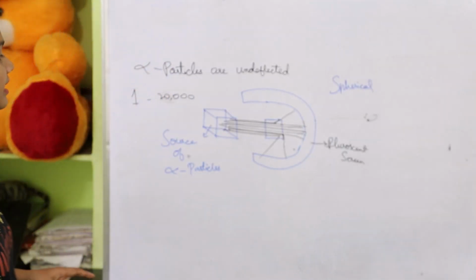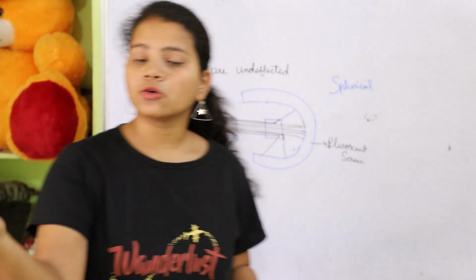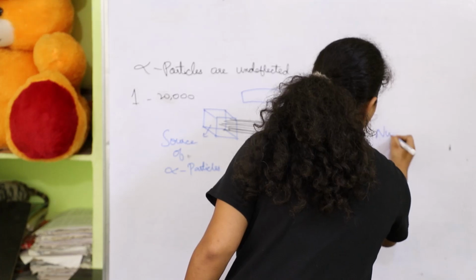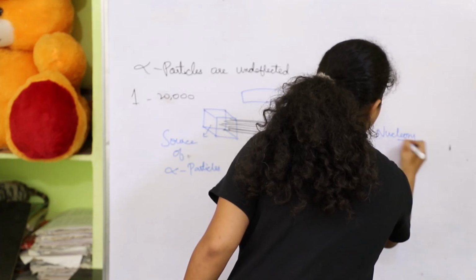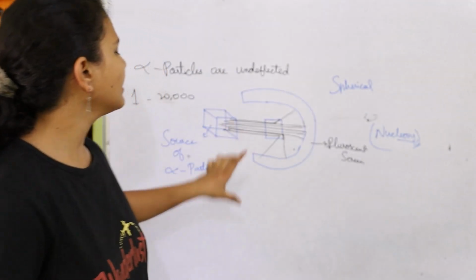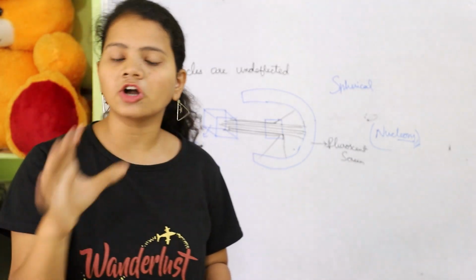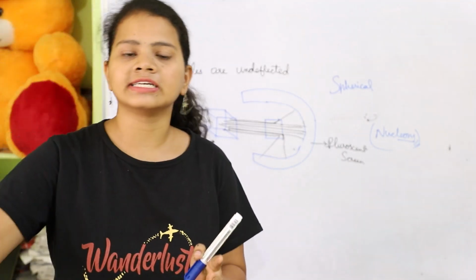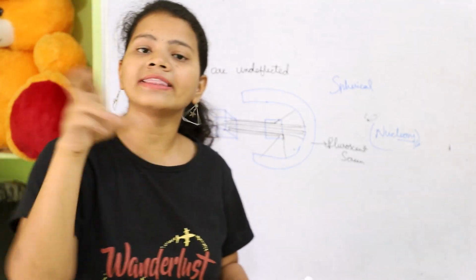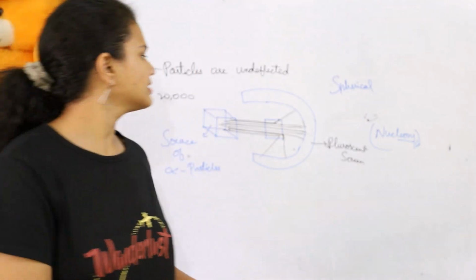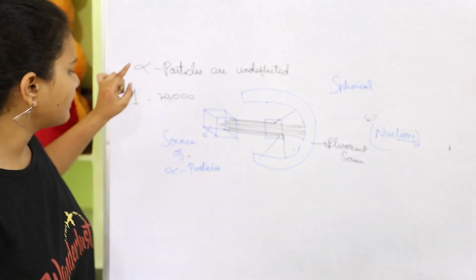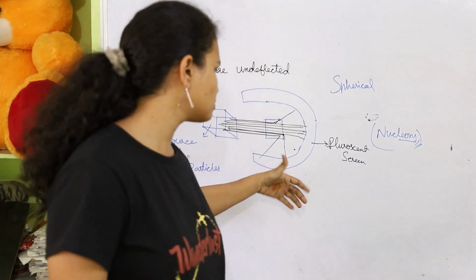And the next one: he called protons and neutrons nucleons. Clear? And he said that the majority of the mass of an atom is highly concentrated in a very small region, and he called that region the nucleus. So this is our Rutherford experiment: scattering of alpha particles. This is the experiment that he made.